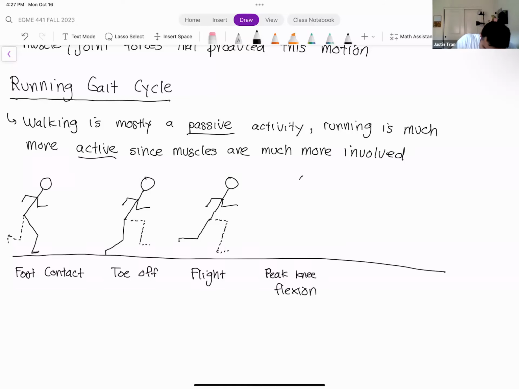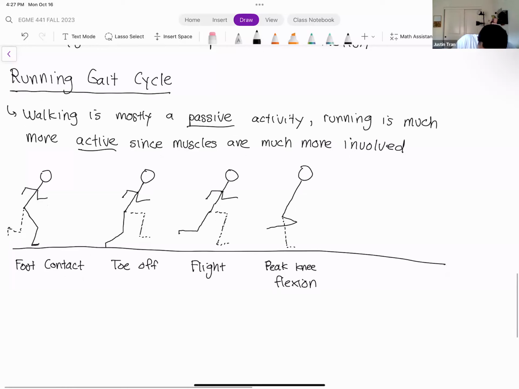And so that looks like something like this. Your knee is flexed, you're bringing your leg forward. Then as you prepare that foot to step down again, your knee becomes unflexed, and it's about to hit the ground. And then finally you have your next foot contact event, and you start the whole thing over again.